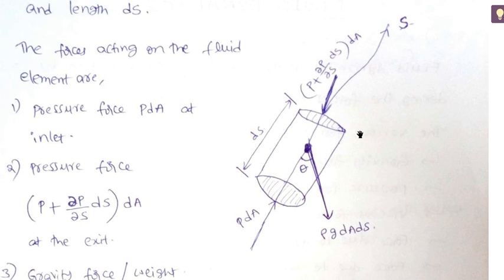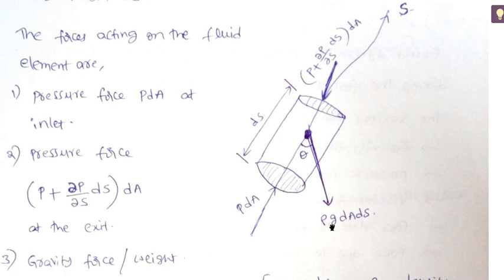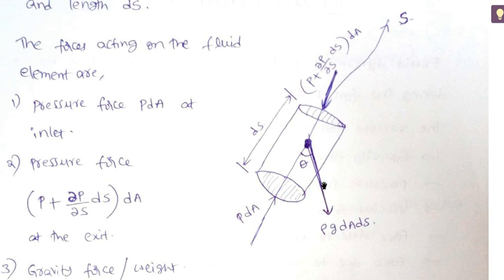And one more force acting is the force due to gravity or weight. This is mass into g. M we can write as density into volume. Again volume can be written as dA into ds. Area into length is the volume. Rho is the density. Rho Vg is the weight of the fluid acting downward. So now these are the forces we are considering. Only forces due to pressure at the inlet and exit and force due to gravity. And we are deriving the equation of motion along the streamline.